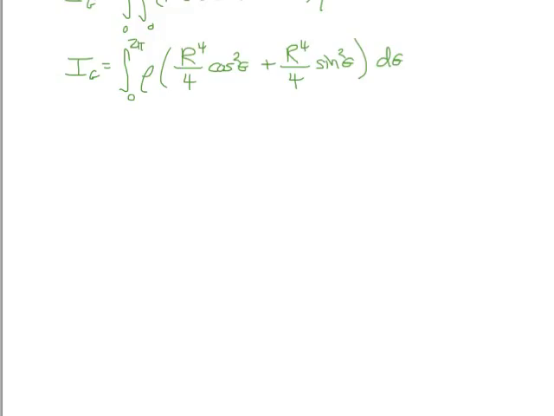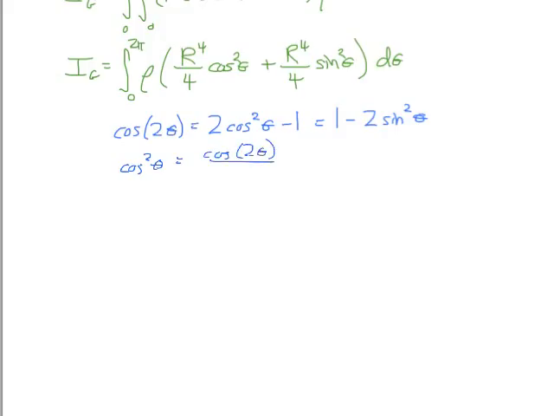We'll use the double angle identity, in which cosine 2 theta is equal to 2 cosine squared theta minus 1, and also cosine 2 theta is equal to 1 minus 2 sine squared theta. Now with these two identities, since cosine 2 theta is equal to this expression and is equal to this expression, we can solve for cosine squared theta, which is equal to cosine of 2 theta divided by 2 plus 1/2, and sine squared theta is equal to negative cosine 2 theta divided by 2 plus 1/2.